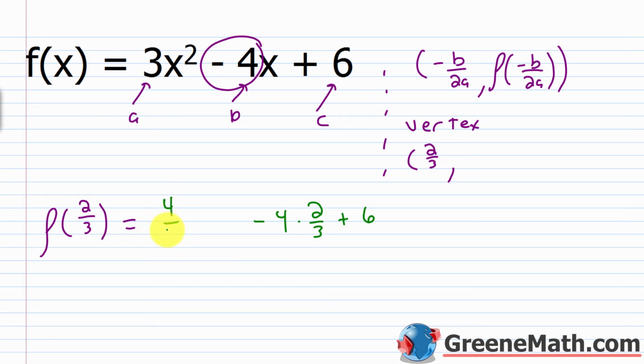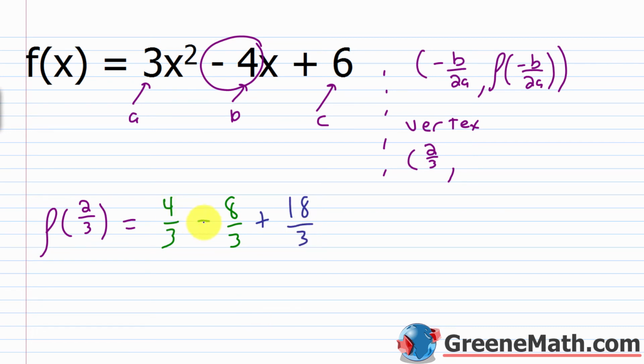So I'd have 4/3 here. Then -4 times 2/3. You think about that as -8/3. Then you have plus 6. If I multiply 6 by 3 over 3 to get a common denominator, that would be plus 18/3.